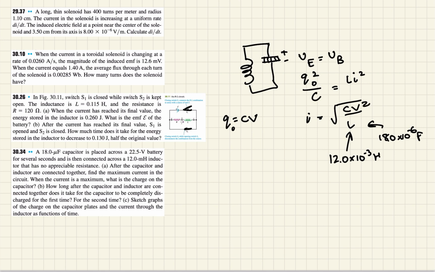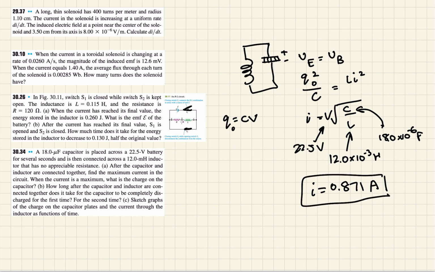Sorry, CV squared over L. And you can take the V outside, actually, because it's square root of a square. So I just changed the equation a lot, but it's V times the square root of C over L. And the C is now pointing towards this, not that. And V, we do know, is 22.5 volts. And so plugging everything in, we get current is equal to this times the square root of that, which is 0.871 amps. That is what they wanted.